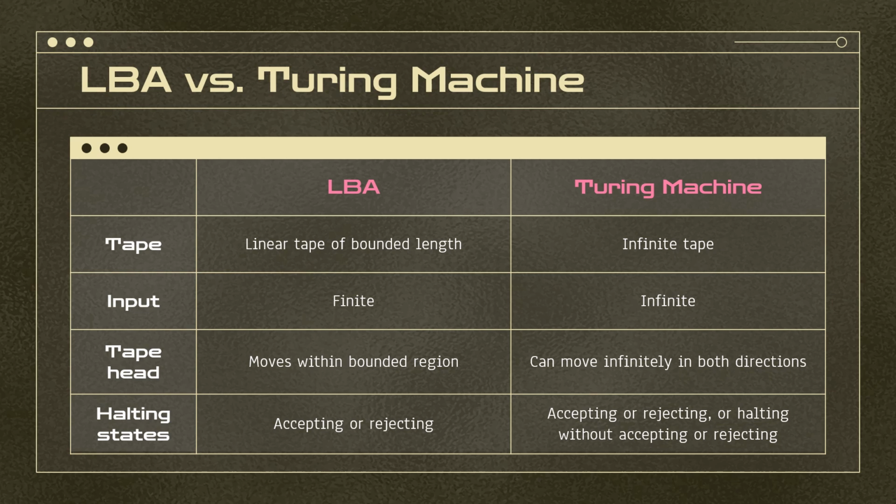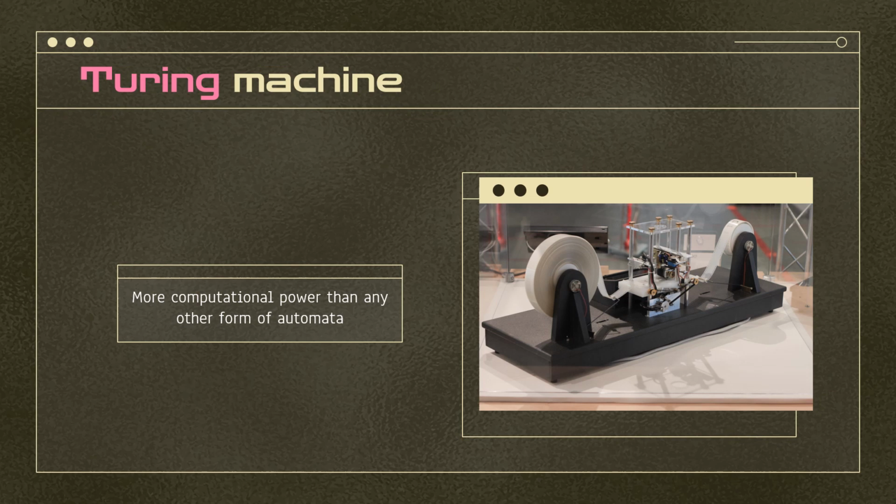Here we have shown the differences between an LBA and a Turing machine based on 4 parameters. The limitations of linear bounded automata call for an automata with more power, which brings us to the Turing machine, which has more computational power than any other form of automata.